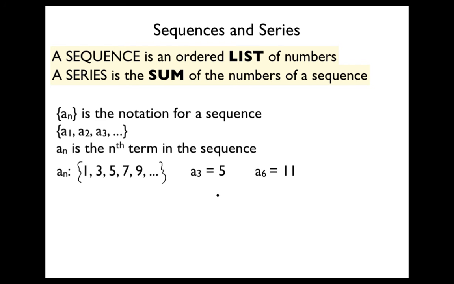So what is A sub 2? He said 3. You agree with that? Yes. A sub 2 is the value 3. It's the second term of the list, or the second term of the sequence. So A sub 3 is 5. A sub 6 is implied to be 11. Okay.